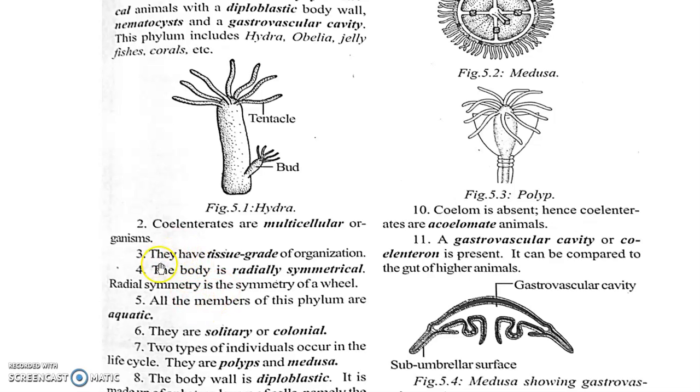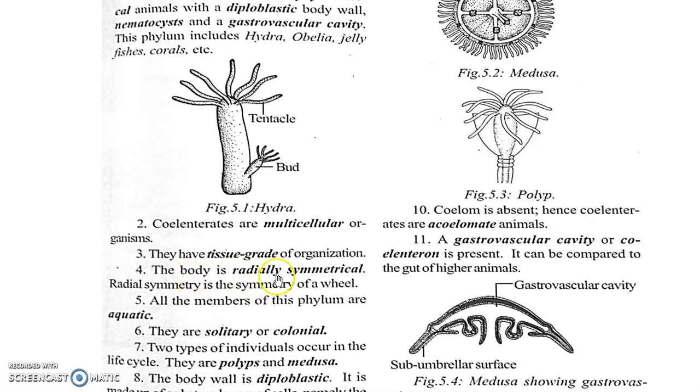Next, third point, they have tissue grade of organization. Tissue means what? Tissue is a group of cells performing a similar function. A group of cells all performing one function, that is called tissue. Here tissue grade of organization is there.